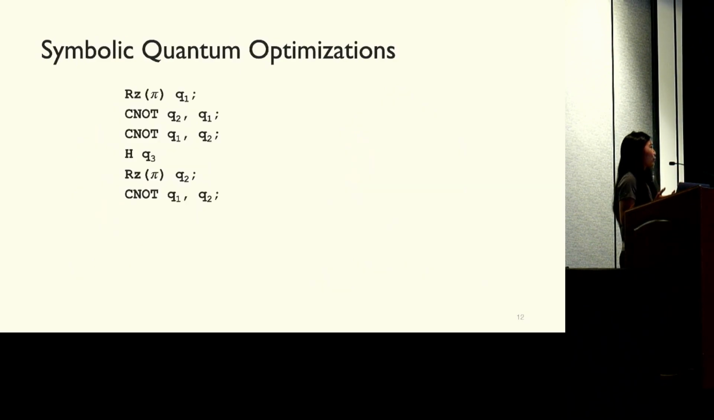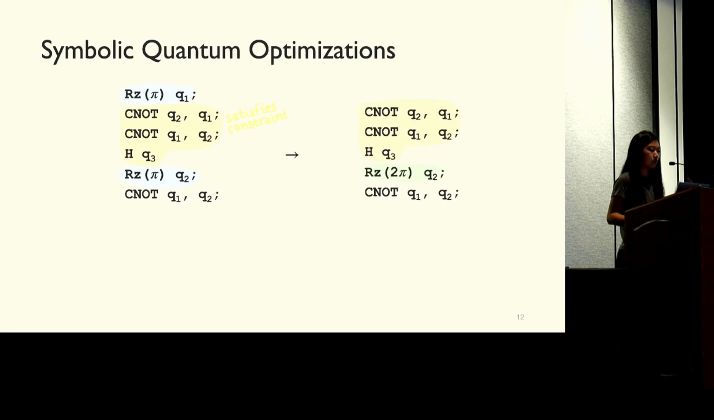Now I'll talk about a more complex optimization. Here we see that we have these RZ rotations by pi, just like before, except with some small differences. Here they're no longer on the same qubit, and they're not adjacent. There's this subcircuit separating them. So now it looks confusing. But it turns out that if this subcircuit, highlighted in yellow, satisfies some constraint, then we can indeed rewrite this, and we can merge these two rotations onto the same qubit.